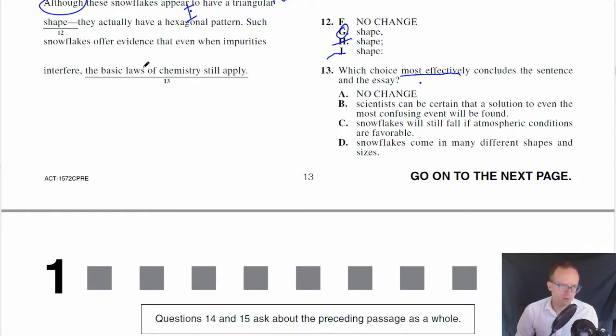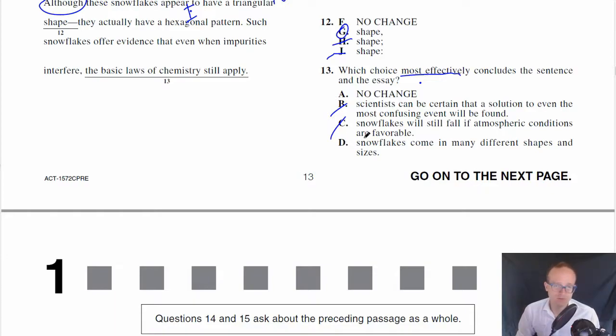So such snowflakes offer evidence that even when impurities interfere, scientists can be certain that a solution to even the most confusing event will be found. So the impurities interfering doesn't necessarily have anything to do with a confusing event, so B is not correct. Snowflakes will still fall if the atmospheric conditions are favorable. Again, impurities in the snowflake only have to do with the pattern, the triangle of the snowflake, so this isn't correct.